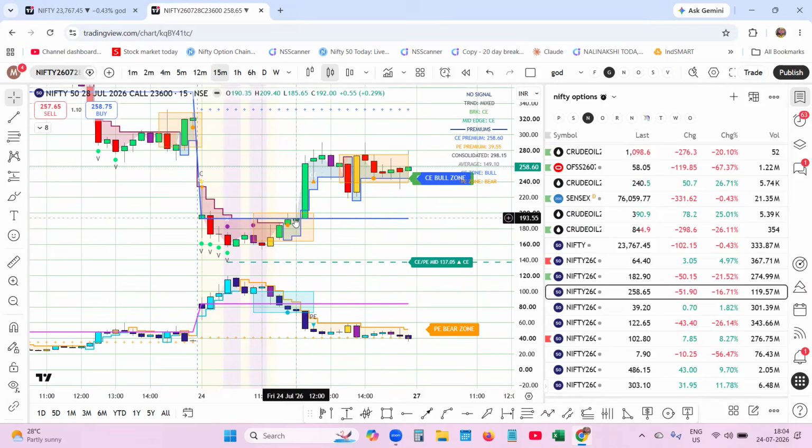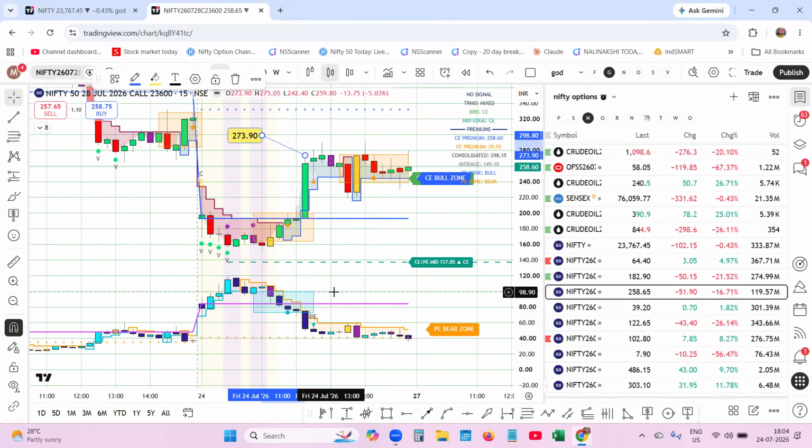You can see from 193, the price expanded in a single 15-minute candle. Let me place the cursor and take the price note to show it to you. How much did it go? 273. 193 to 273 is 73 plus 7, 80 points. And totally, this compression gave 289 points.